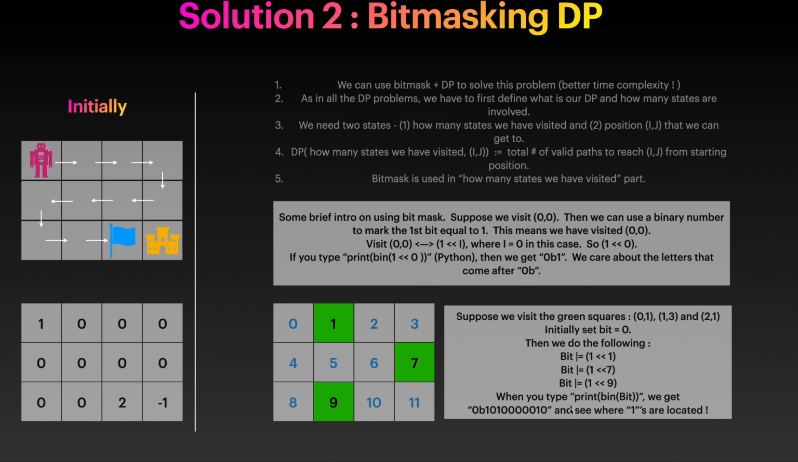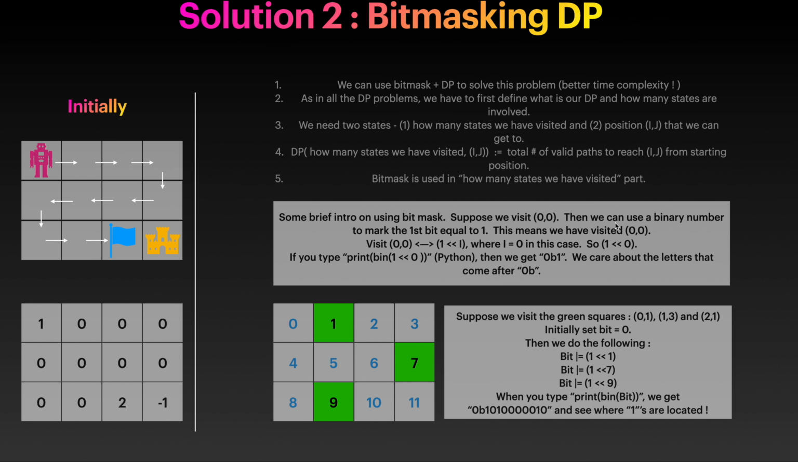And in Python, when you type this, we get something like 0b101000 and then 10. And you may be thinking, what does that really mean? How does that really help us? Well, see where the ones are located. This is the first position and this is the second position, and that's where we have just visited. Third, fourth, fifth, sixth, seventh, and eighth. So 1, 2, 3, 4, 5, 6, 7, 8. Okay, and then 9 and 10th. So we notice that where the ones are located tells us where we have visited so far. And that's a very key point. So this is what I mean by this.